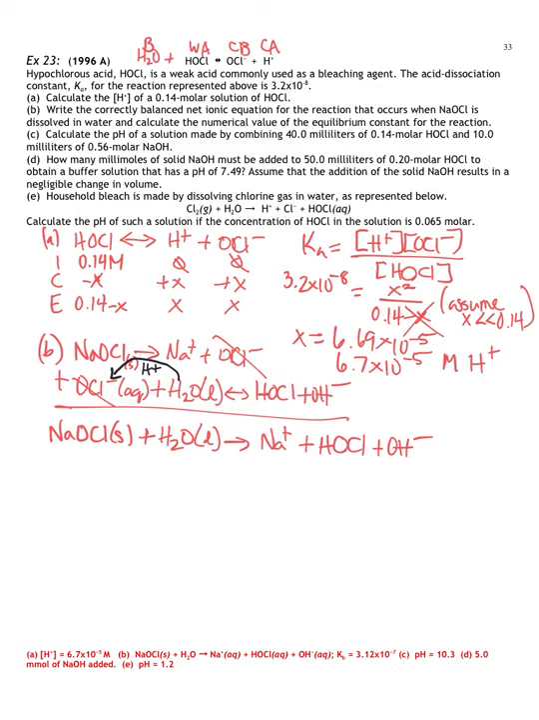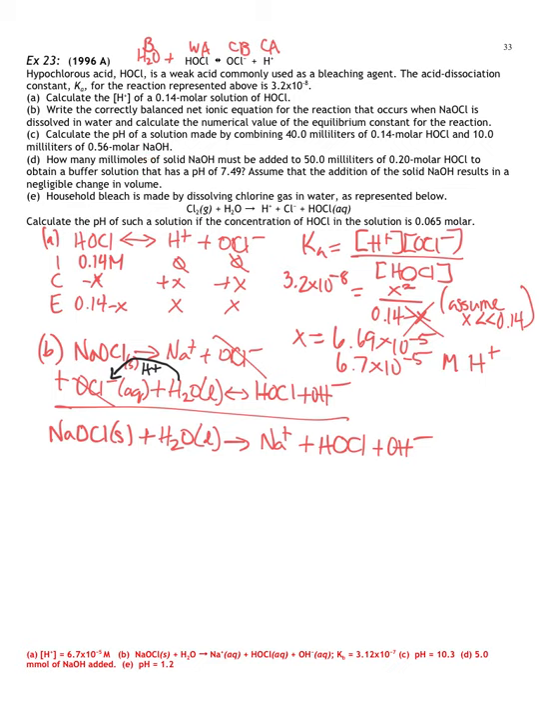All right, let's move on to letter C. It says, calculate the pH of a solution by combining 40 milliliters of the 0.14 molar weak acid and, oh, it looks like we're titrating it with a strong base. So we're going to see the reaction that occurs between these two. Here's your acid, weak acid.